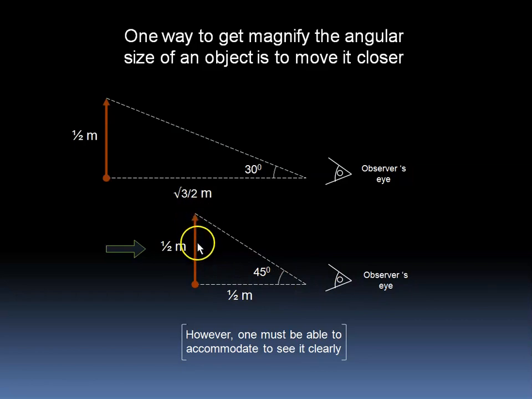The light coming off all points on the object is divergent, and if it is too close to the eye, the divergence will be too great for the eye to converge and form an image on the retina. One can accommodate to see more divergent light that comes from close objects up to a certain degree. So, although one can enlarge visual angle by moving it closer, it is limited by our ability to focus the object clearly.